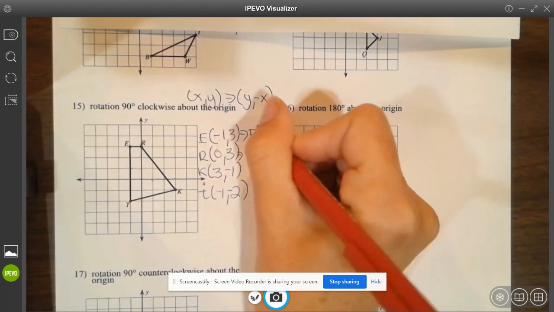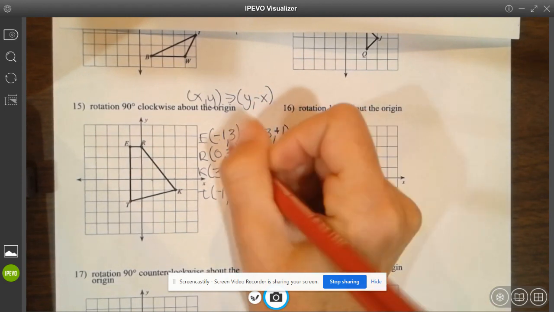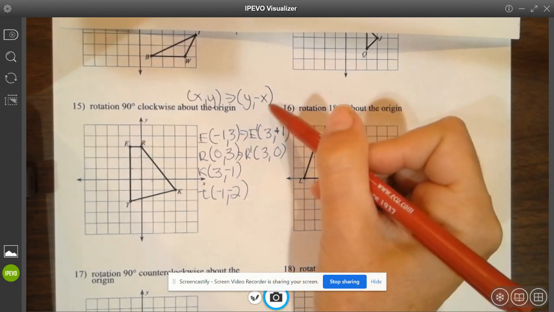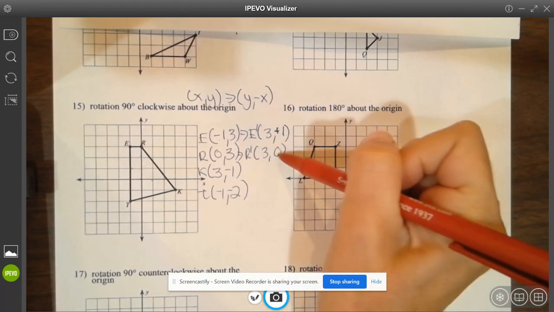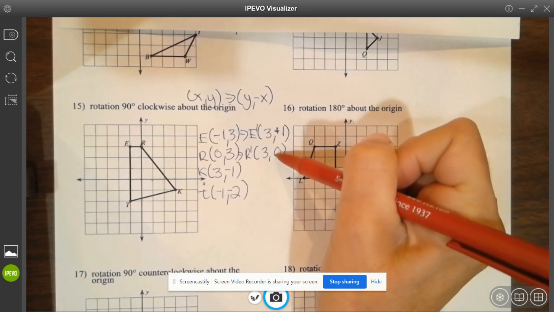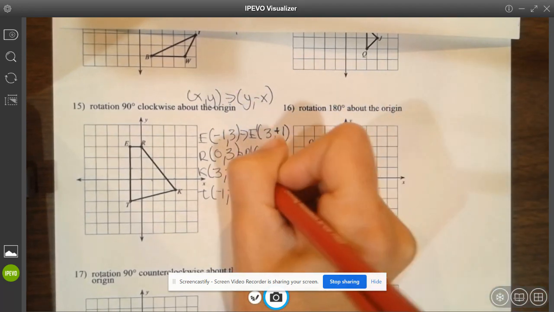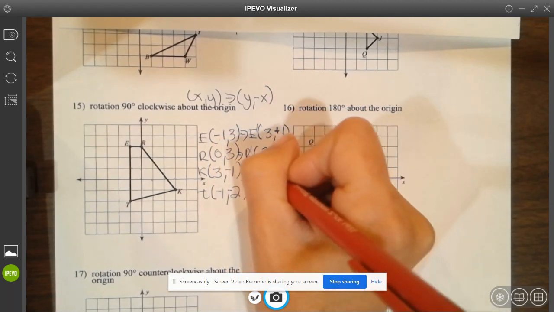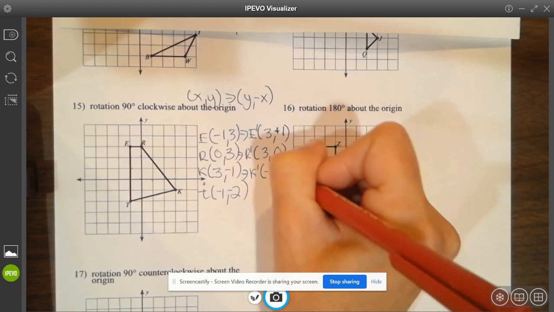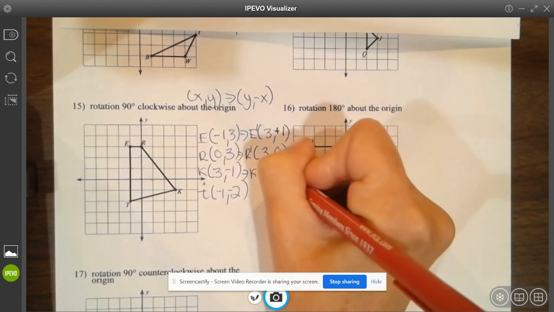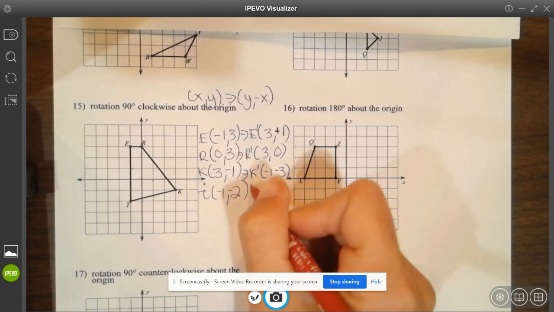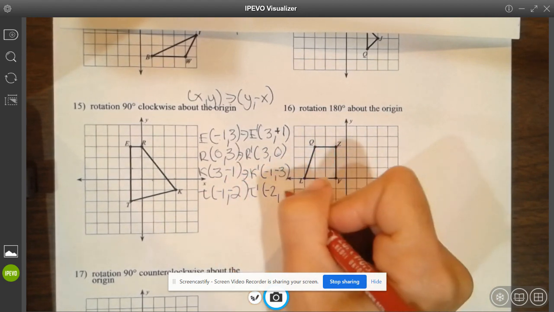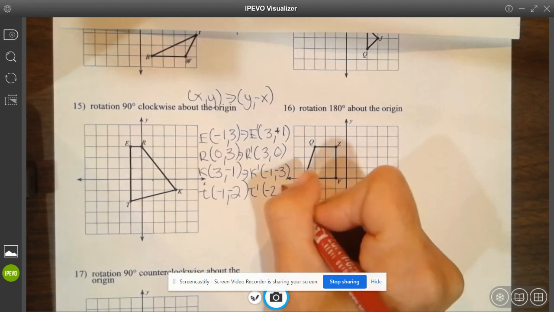All right, R. It would be flipped, so that's 3 and then 0. But in this case, because this one switches signs, 0 does not have a sign. So you don't use signs with 0. K apostrophe is -1 and 3, and then the other one changes sign, so it becomes negative. And then T, it's -2, and then this one becomes positive, so that's +1.